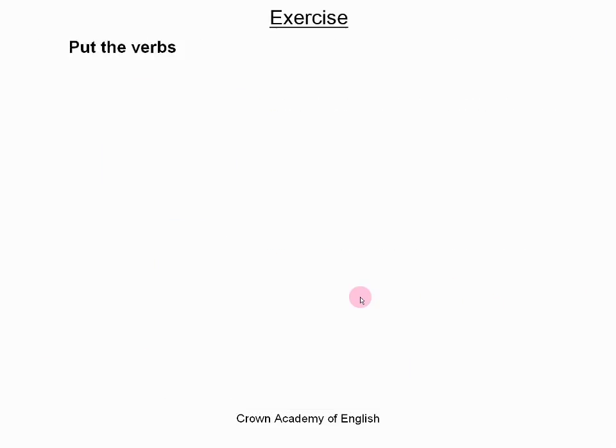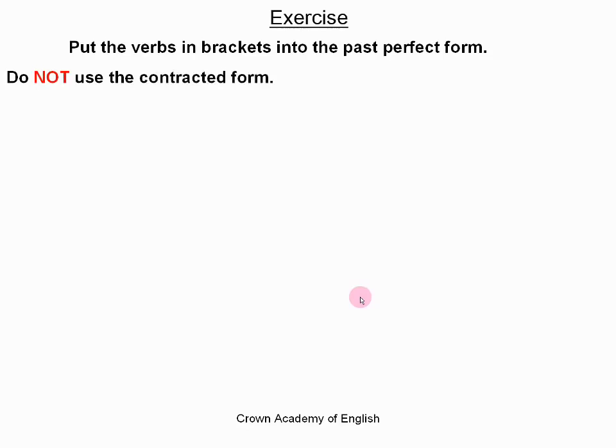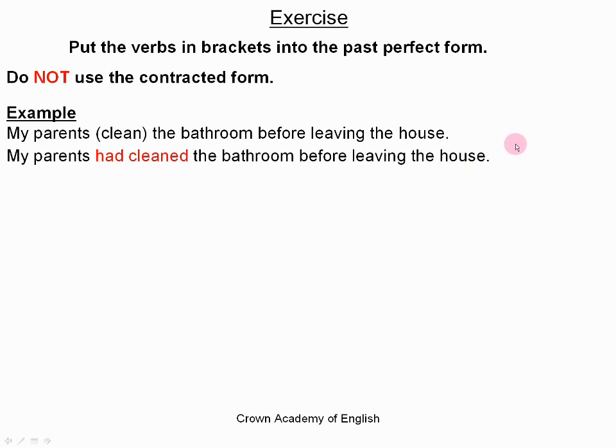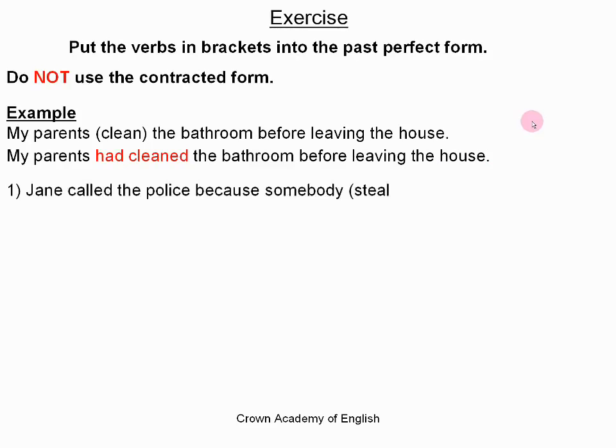Exercise. Put the verbs in brackets into the past perfect form. And do not use the contracted form. Example: my parents clean the bathroom before leaving the house. So I would like you to put this verb into the past perfect form. Well, the answer is, my parents had cleaned the bathroom before leaving the house. Question 1, and I will give you a few seconds.